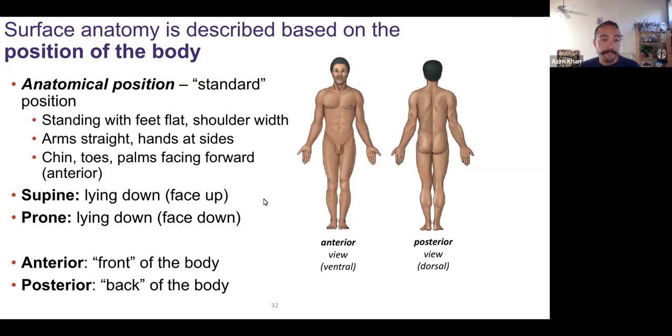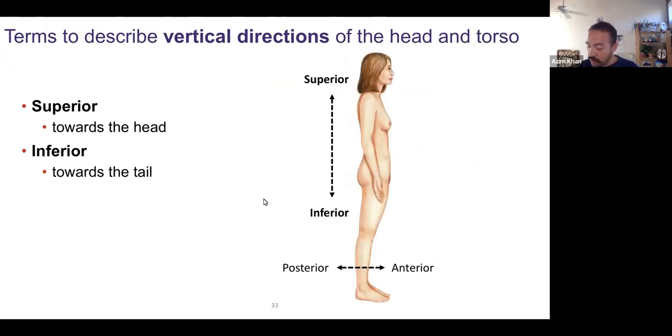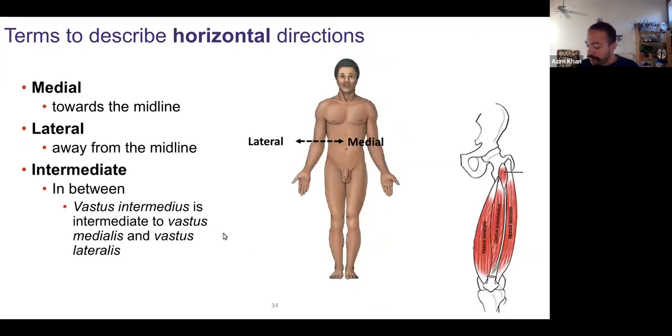Another example, your head is superior to your breast. Your head is superior, it's above your breast. Or flip that, your breast is inferior to your head. Your eye is lateral to your nose. Your nose is medial to your eye.